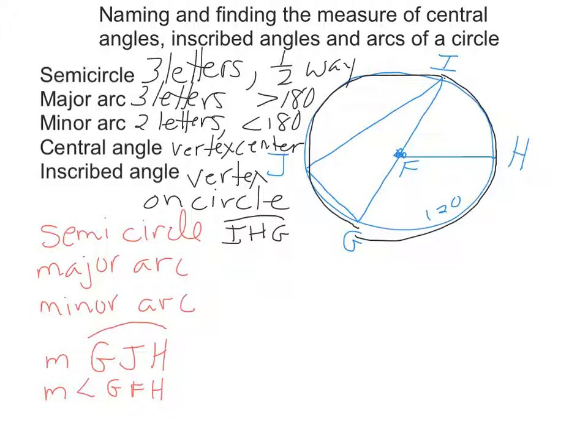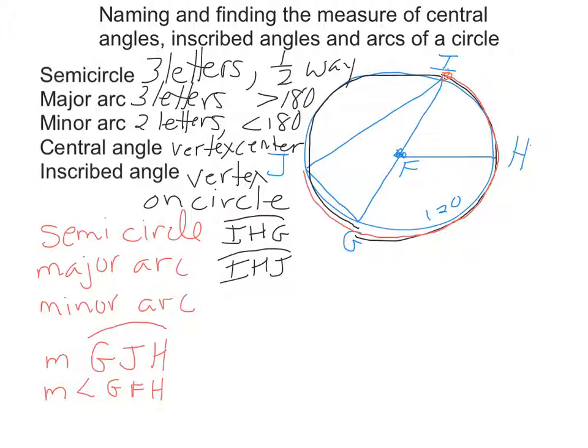A major arc, we want to use 3 letters, and we want to go more than halfway around. So again, this time you have a little bit of choice. I'm going to start at I, and I'm walking around. I'm going to do I to H, and I'm not going to say G because I'm only halfway around. I'm going to go one more. I don't need to name all those letters, so I'm going to name it I, H, J.